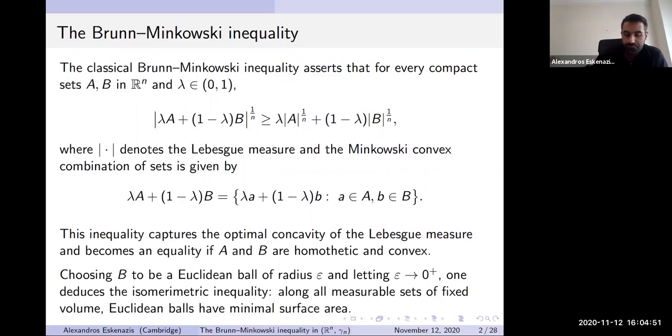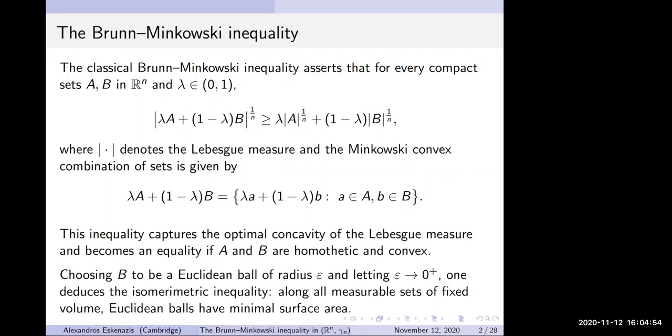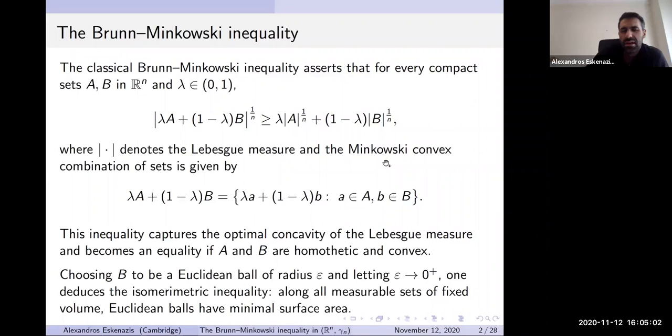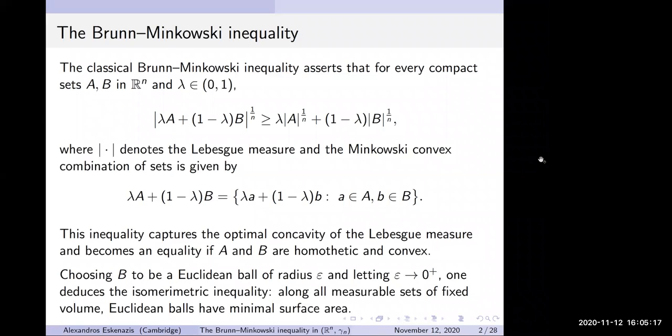Alex, sorry, one quick question. Is the equality statement a characterization as well? Is that an if and only if? Yes, I'm pretty sure it is. Of course, this is known if you assume that the sets are compact, I think that's it. Because if this holds true for general Borel sets, then you may need to be careful about something. Okay, yeah. Thanks.